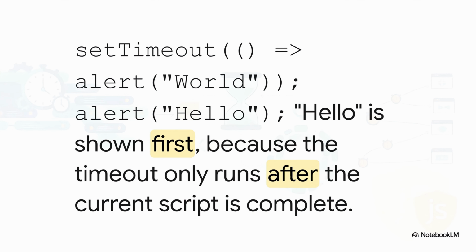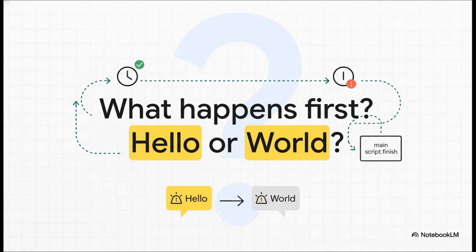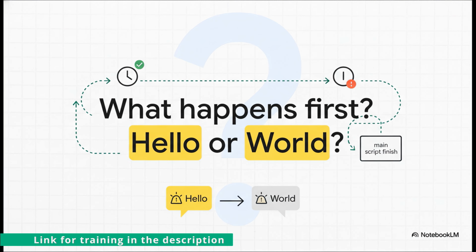Okay, so take a look at this little code puzzle. First, we schedule an alert for world with that 0 delay. Then right on the very next line, we have a regular immediate alert for hello. So what do you think? What happens first? Even with that 0 millisecond delay, the answer is hello will always appear first. Why? Because that 0 delay timeout has to get in line and patiently wait for the current script, which includes the hello alert, to finish its job completely.